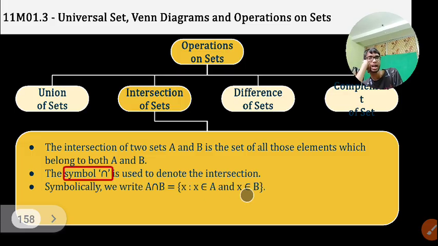Symbolically, we write A intersection B is equal to the set of X such that X belongs to A and X belongs to B. Here, what are we saying? Whatever number we are taking as X will belong to A, and also will belong to B.